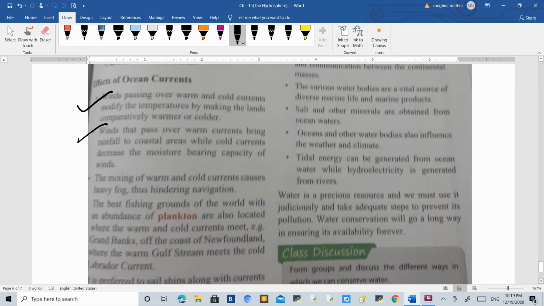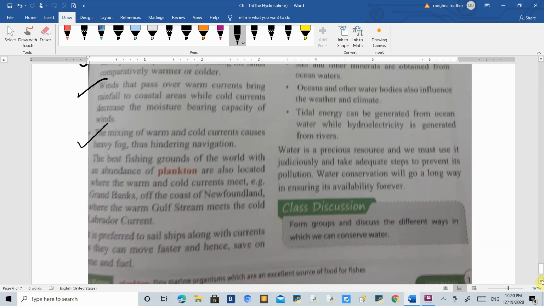Second is that when a warm current is flowing, it will bring more and more rainfall to the coastal areas, and if a cold current is moving, then it will decrease the moisture bearing capacity of the wind near the land masses or near the coastal areas. Third point is that the area where the warm and cold currents meet helps in making heavy fog. And whenever there is heavy fog, it is very difficult for ships to navigate, because in fog you cannot see what is coming towards the ship. So that is the third effect.